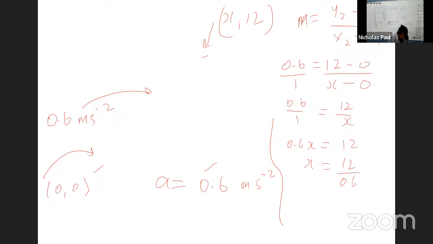All right, let's check and see what online has. Nice, good job. The answer is 20 seconds, right? Take a look at the unit on the graph.